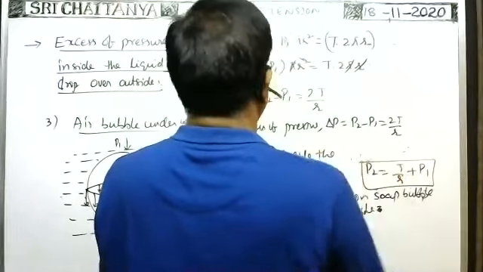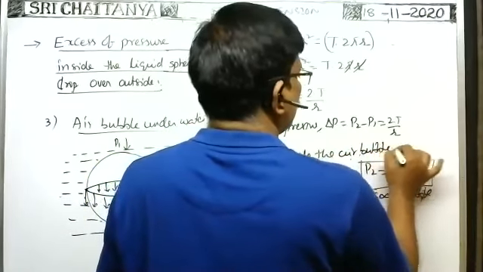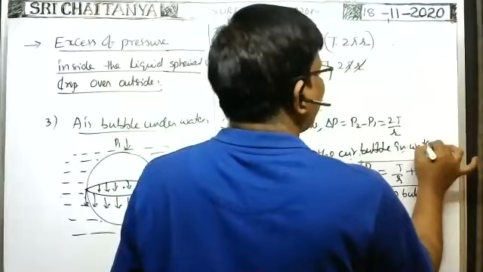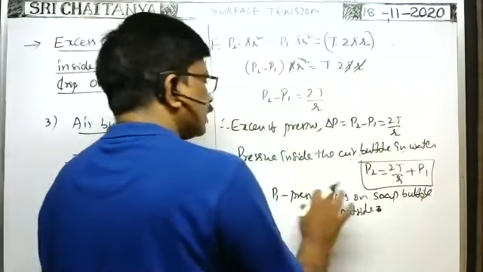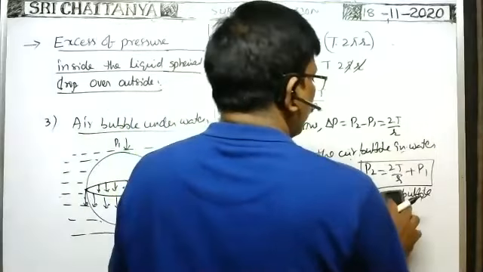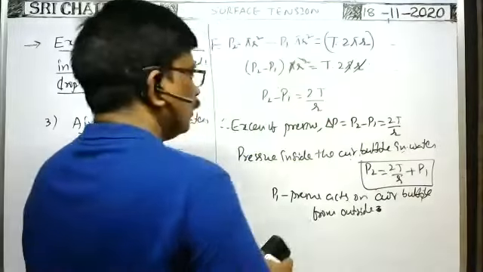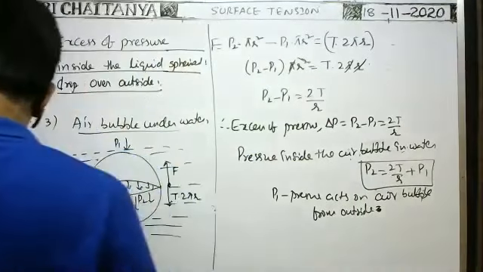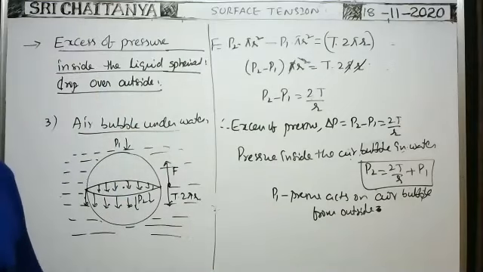Air bubble underwater. Pressure inside the air bubble, in water or in any liquid, is 2T by R, where P1 is the pressure acting on the air bubble from outside. That is the case. These are the excess pressures in different cases.